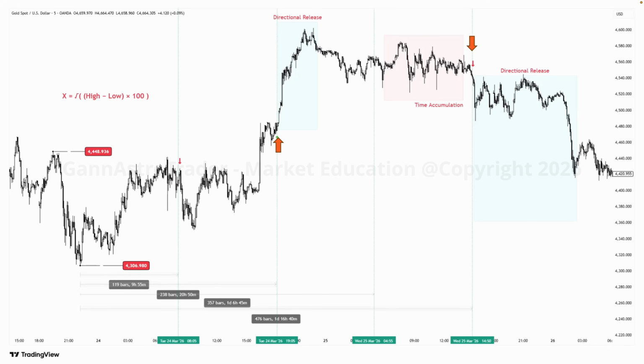At the first interval, the market begins to expand, moving with clear direction and momentum. This is followed by a phase where price slows down and starts consolidating, showing time accumulation. During this period, the market is not trending, but building structure within a range. And as we move into the next interval, we again see a shift, where price transitions back into a directional move. This shows that the market is not moving randomly, but unfolding in phases around specific points in time.